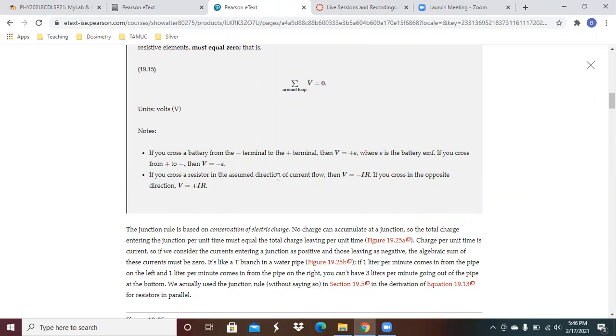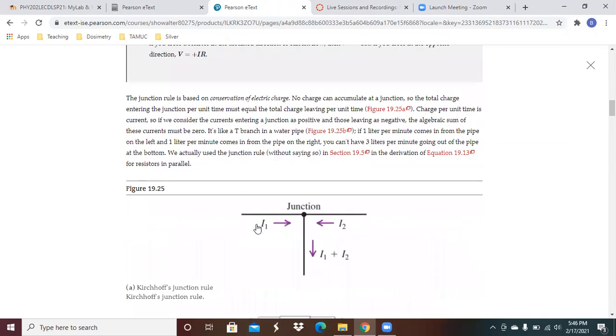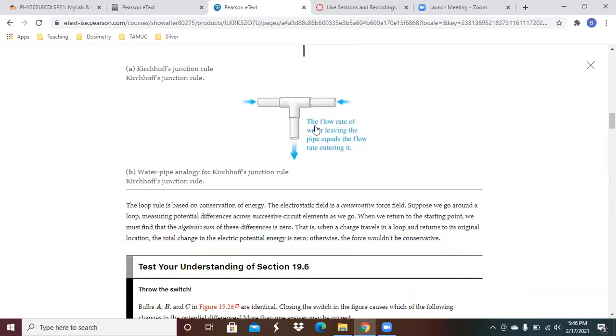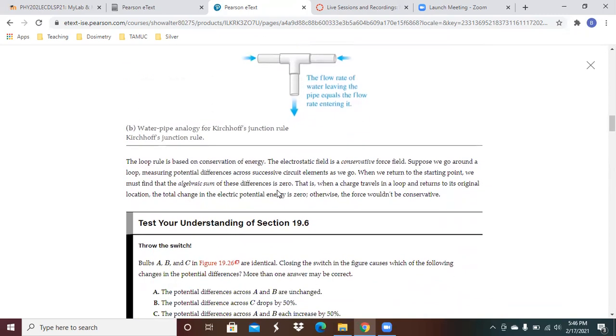If you cross a resistor in the assumed direction of the current flow, then V is going to be equal to minus IR. In other words, you're going to be dropping the potential difference. If you cross in the opposite direction, obviously you're going to be adding to it. Think of the junction rule as water that flows in from two ends of a pipe and comes out. You don't have anything accumulating here. The water is all going to run out. So that's the way you also think of current.